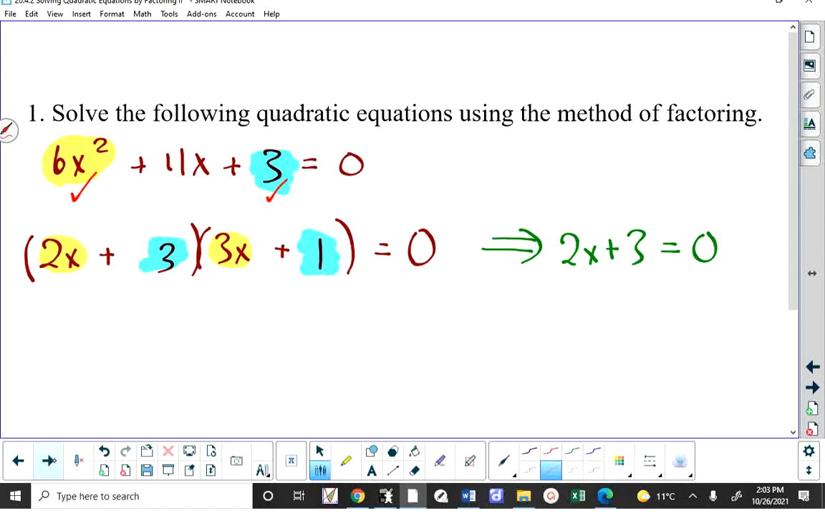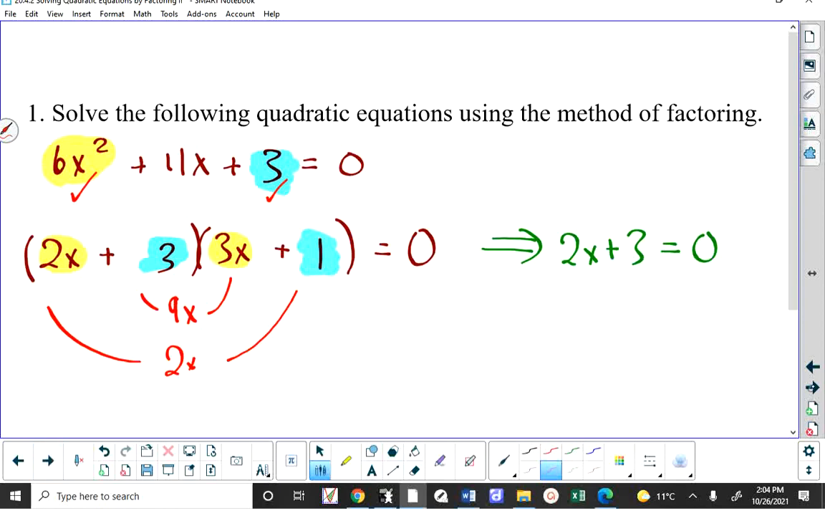As I mentioned this morning, I don't think we really need to check those two products, because we put those things in those places precisely so that we would get 6x squared and 3. What you want to check, though, is your outer and inner. Your inner is 9x. Your outer is 2x. And these two terms add together to get 11x. So it's factored.